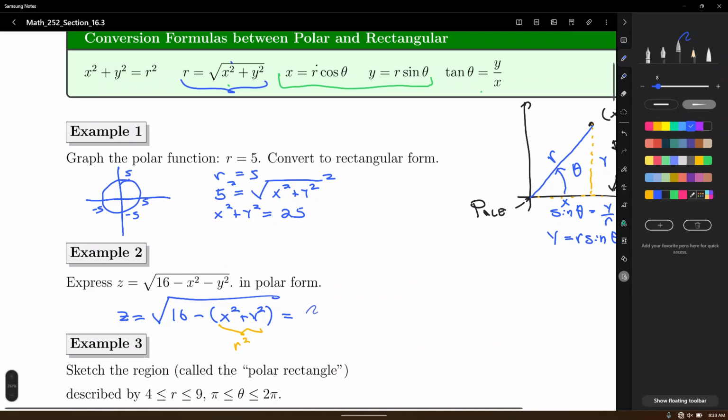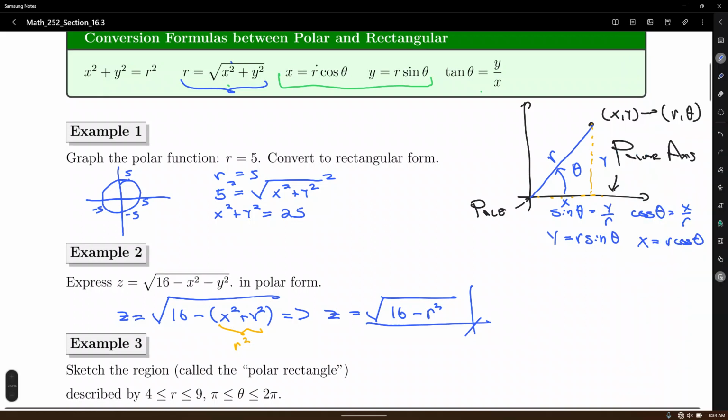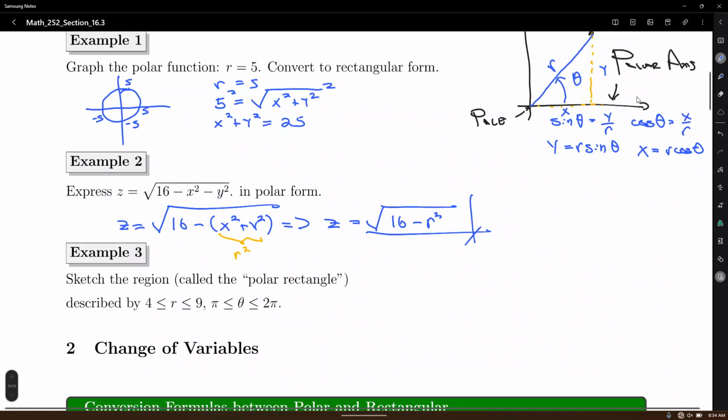So our new function is z equals the square root of 16 minus r squared. All right? Notice that expression no longer has x's and y's. It has r's in this case. Well, potentially it could have thetas as well, but that's not the case. That's something we're going to get to see later. All right, so graphing regions and representing them in one system and the other.